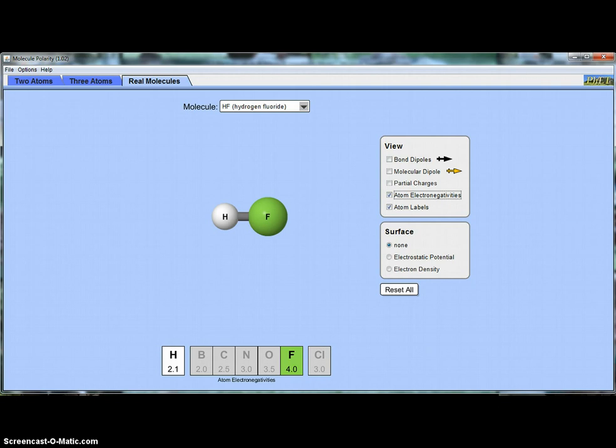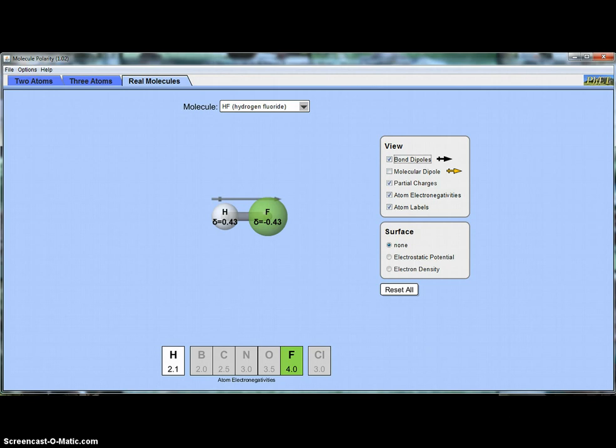So we already know by looking at these numbers that fluorine is the more electronegative. But if we put in the partial charges, the difference between the two makes it so that this one is going to be the partially negative and this is the partially positive, the hydrogen. And if we wanted to see which way electrons were moving, we can put in this arrow that shows the bond dipole, and it shows that they're moving in the direction from hydrogen to fluorine.